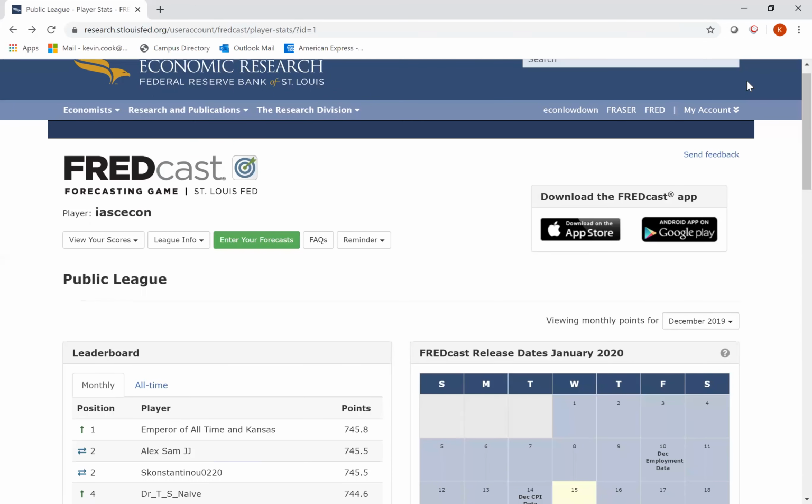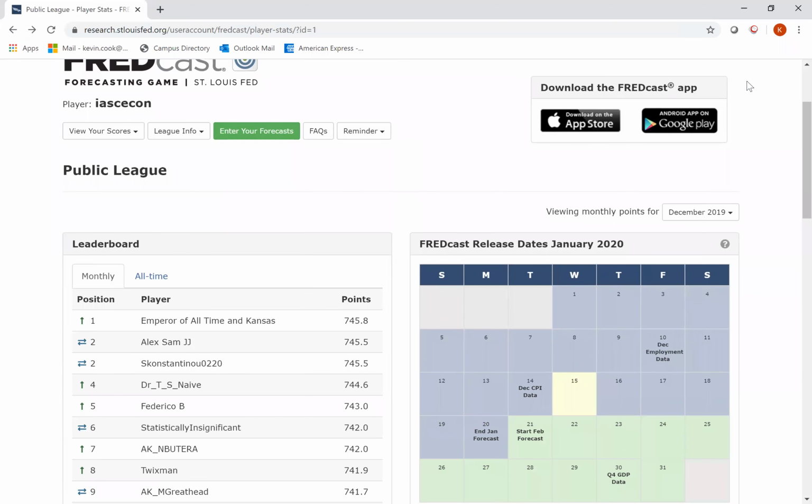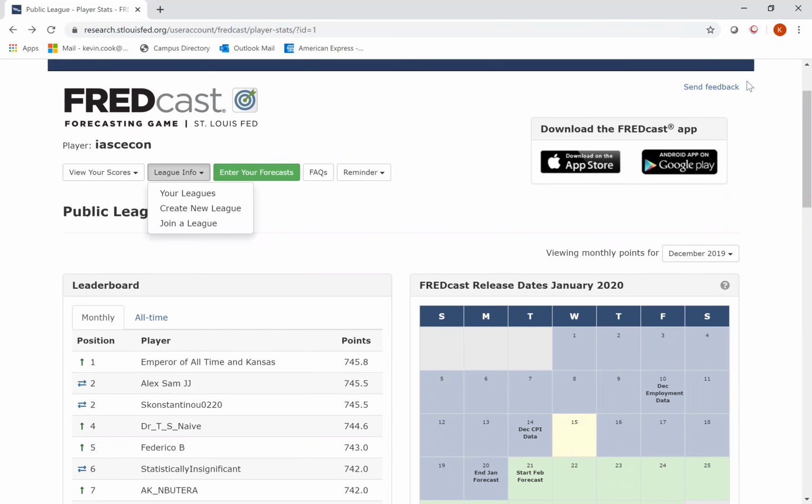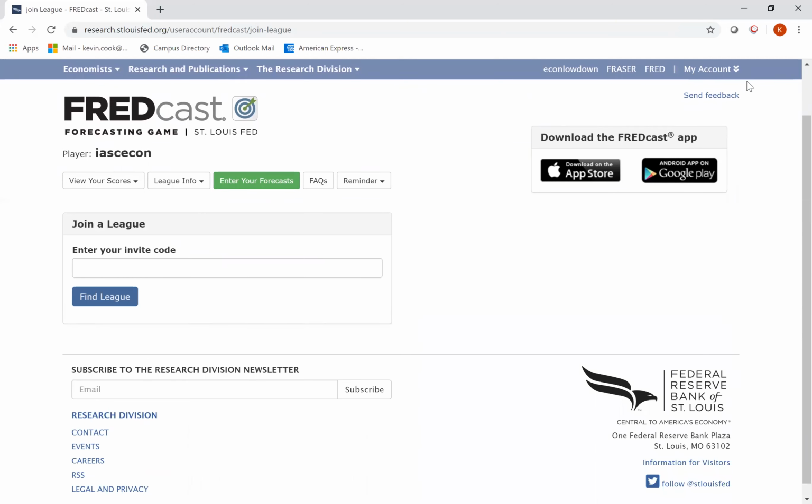What this does is it has a calendar of all the release dates for data and so on. This will be a once a month assignment, not meant to take hours or anything. It's meant to be fairly quick. The first thing you'll need to do is hit league info, and then click the bottom one, join a league. It'll have you enter your invite code. The invite code, I think, is highlighted on that announcement in Blackboard. Once you enter it, you'll have a section that says Econ 130, whatever the name of our section is. Once you have that done, you're in.